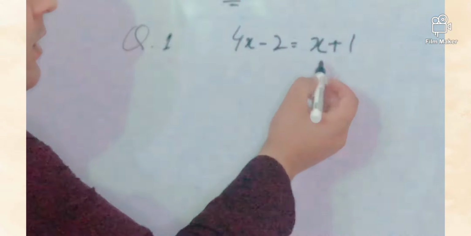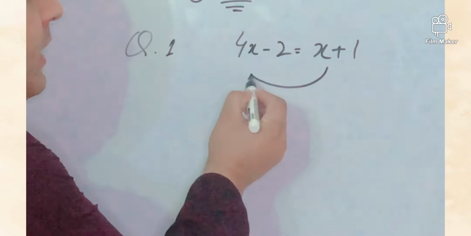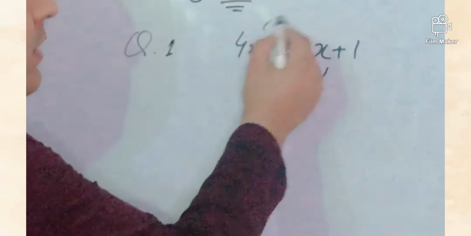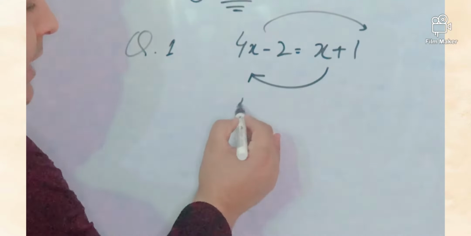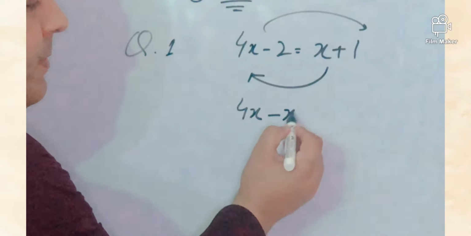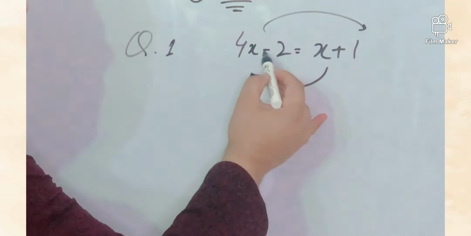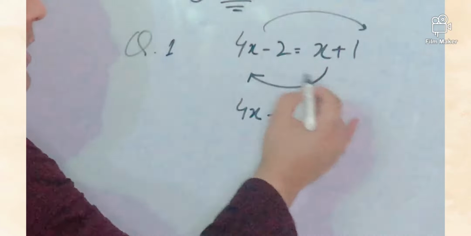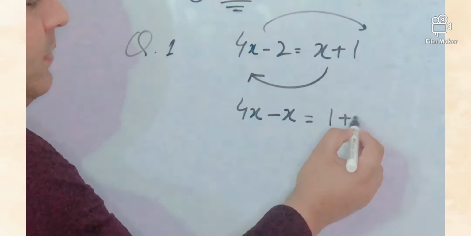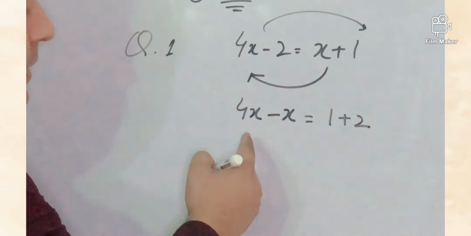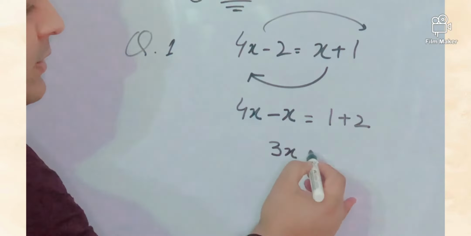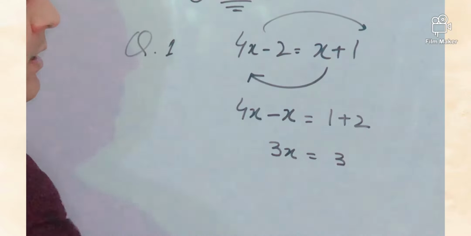We have to move variable involved to the left hand side and all other terms to the right hand side. So first we will move this x to left hand side. It will be 4x minus x. These are added. And when I will move this constant to right hand side, it will be added, 1 plus 2. So here we will be left with 4x minus x is 3x and 1 plus 2 is 3.